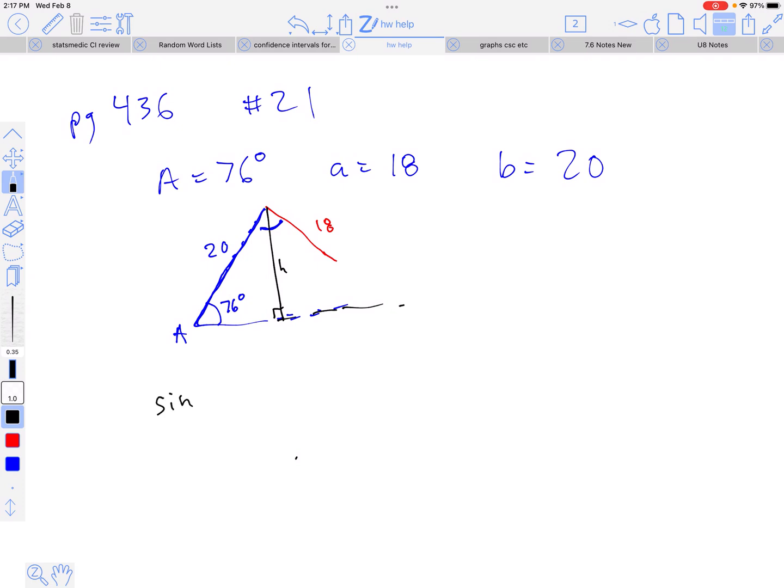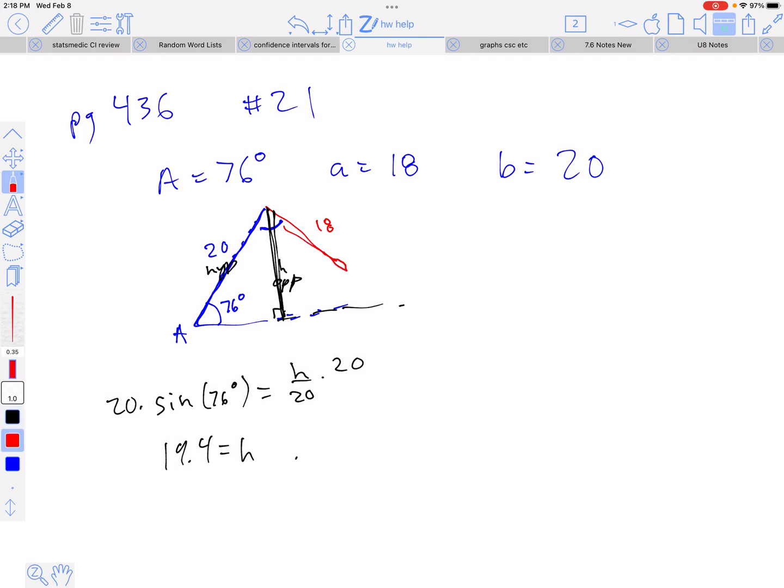And so we're just going to use sine, because now we have a 90-degree triangle. So sine of 76 degrees will give us opposite and hypotenuse. So it'll be h over 20. So then I'll just multiply by 20. And then I'll do, sorry, let me grab my calculator. I'll do 20 times sine 76, and I get 19.4 is the height. So we know that this is 19.4.